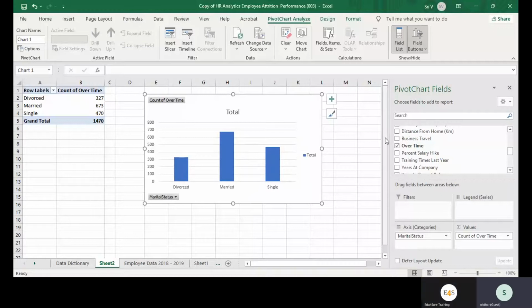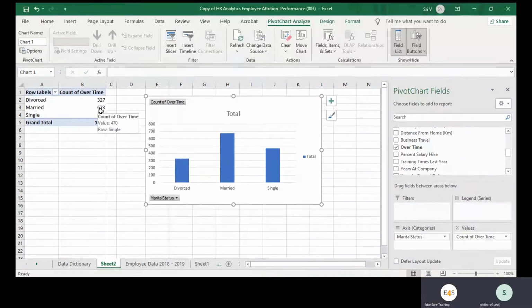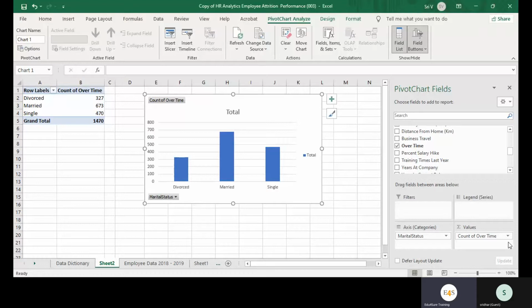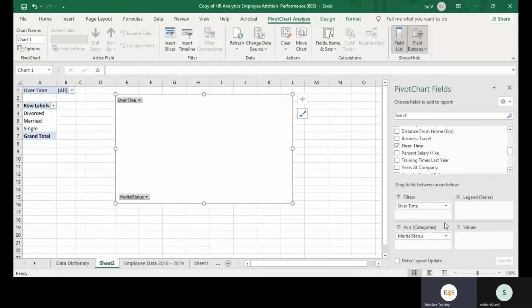See, count of overtime, marital status is reversed. It is just giving you the count of overtime irrespective of whether they have said yes or no, right? So in the filter, drop overtime once in the filter section. Drop overtime from the top, not here. Let me just share my screen.